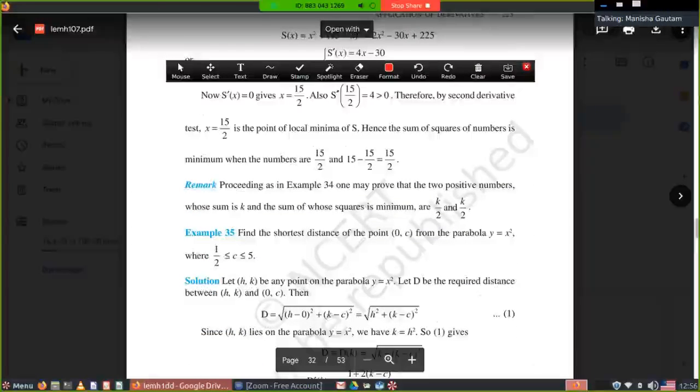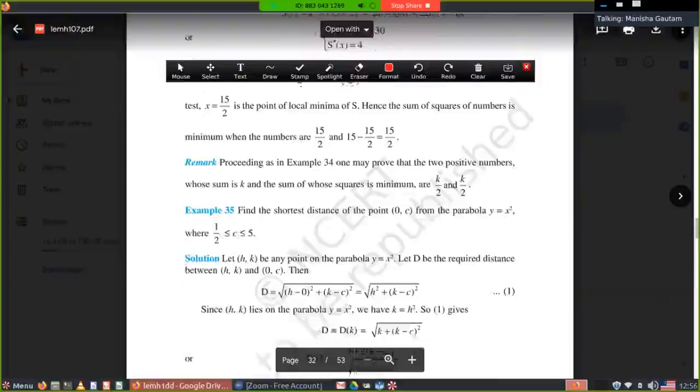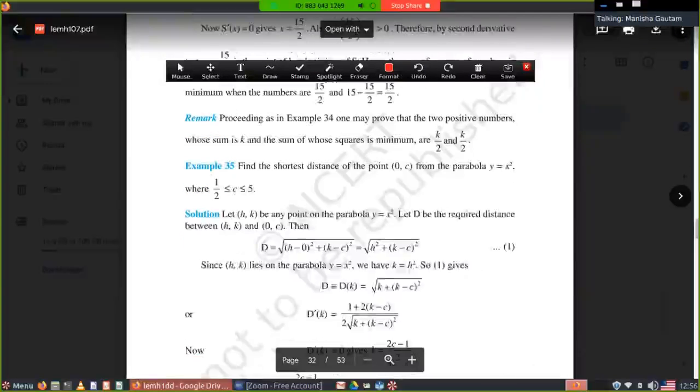Now here is another example. Let's do example number 35. Find the shortest distance of the point 0, comma c from the parabola y equal to x square. Let's take a point h, k on the parabola. We want to find the distance of this point h, k from the given point.